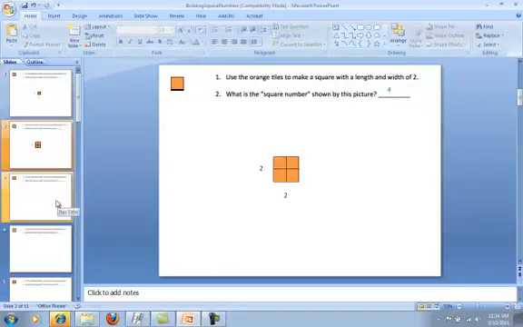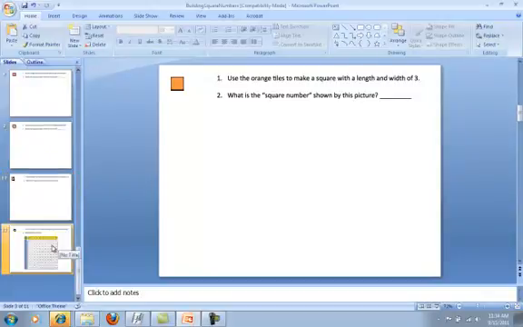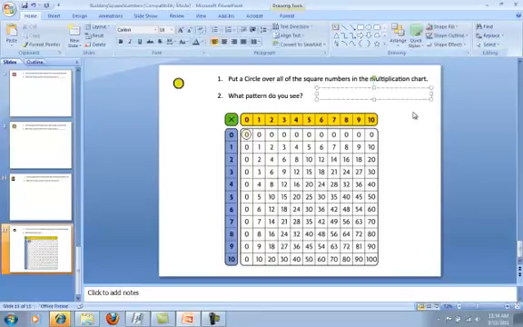You're going to continue with each slide to build square numbers. The last slide is a little bit different. The last slide asks you to put a circle over all of the square numbers in the multiplication chart. So you're going to grab one of these circles and you're going to put it over the square number in the multiplication chart. And then you're going to use the text tool to describe the pattern that you see.